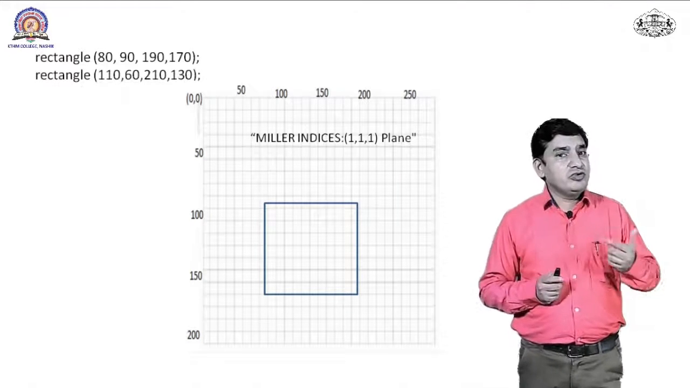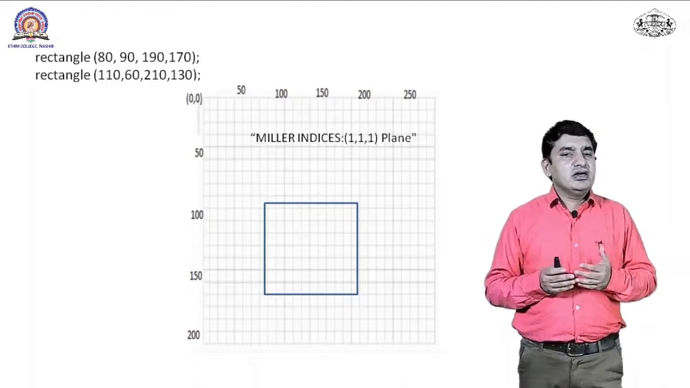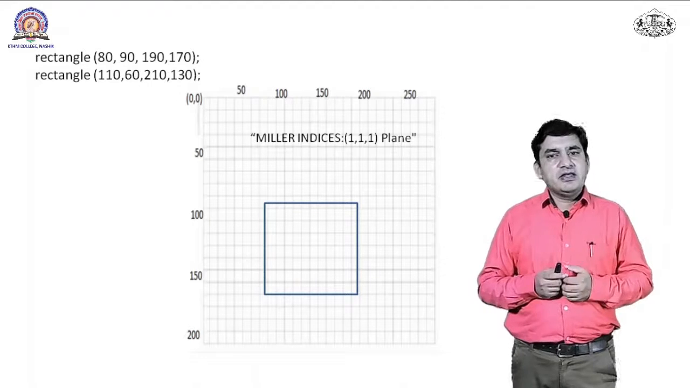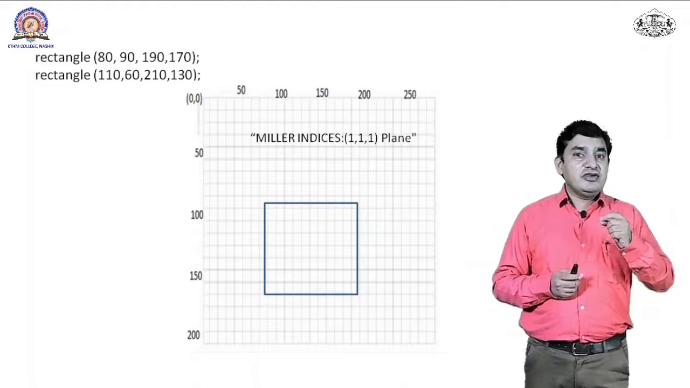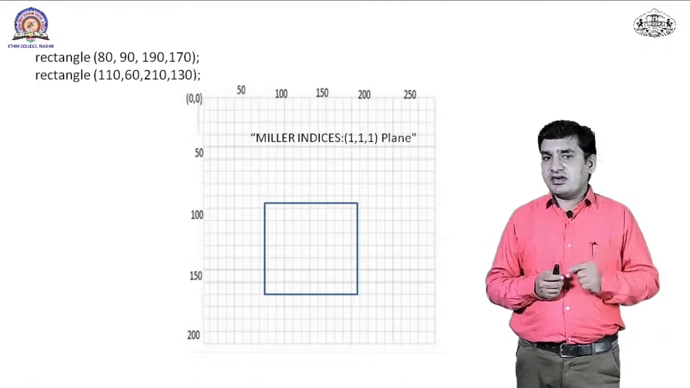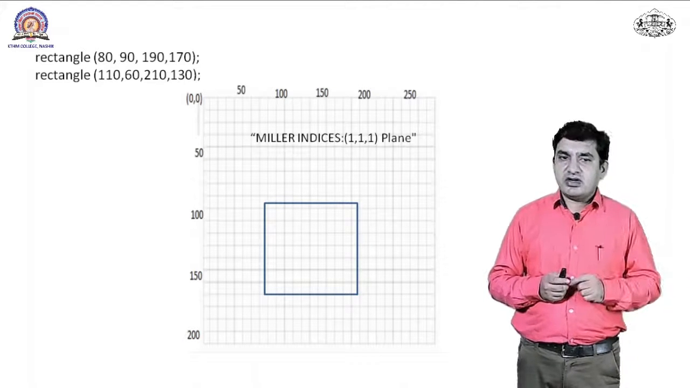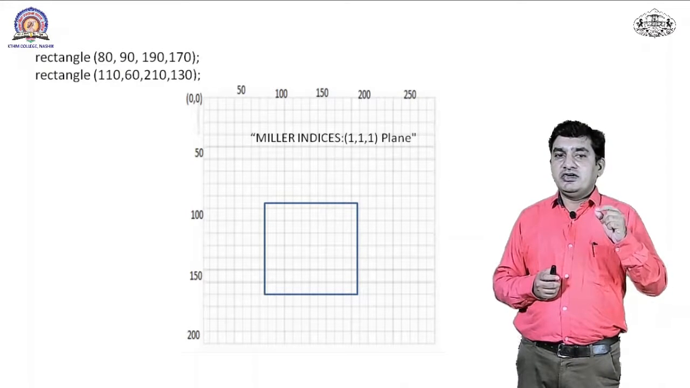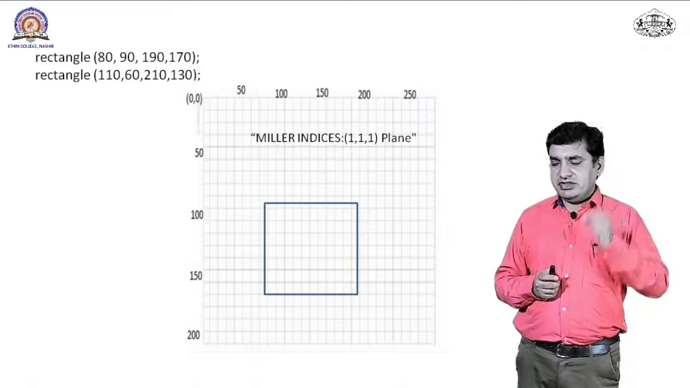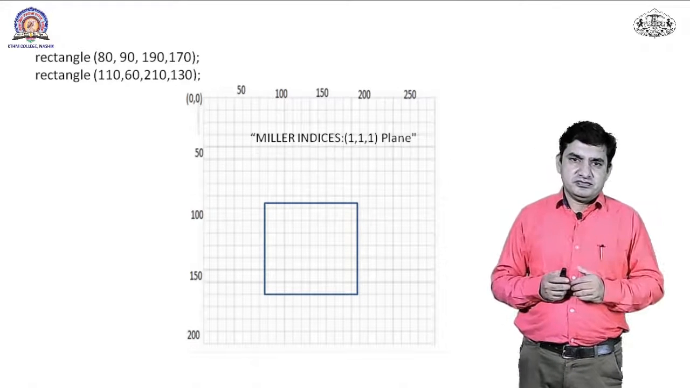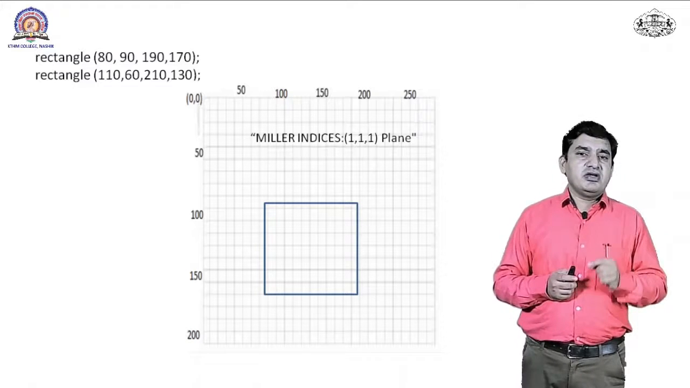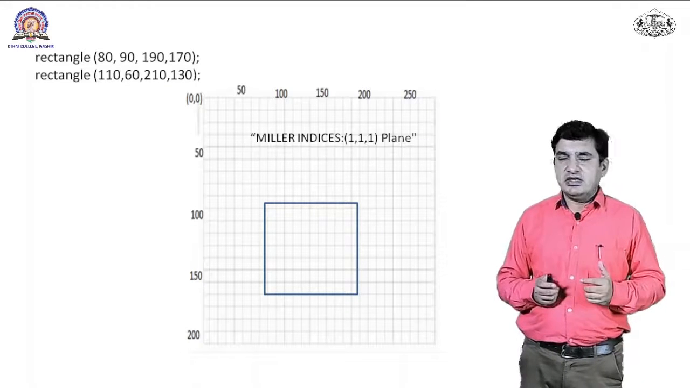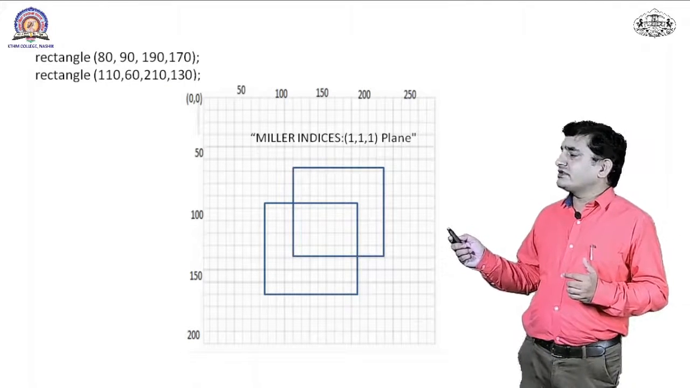Now we have to draw a second rectangle, so that there is a cubic structure. The rectangle again has the left top corner at coordinate 110 and 60. The bottom right corner has coordinate 210 and 130, and the rectangle is like this.